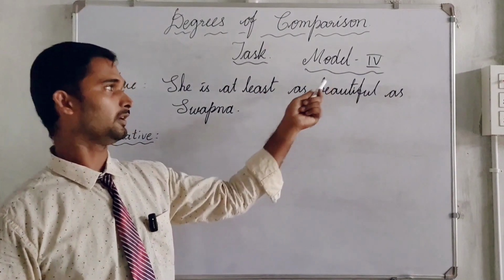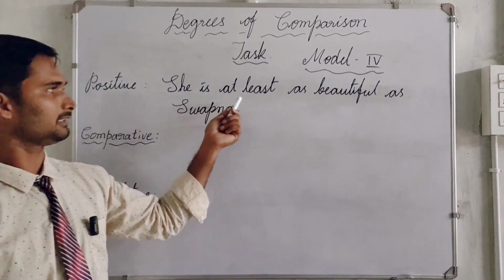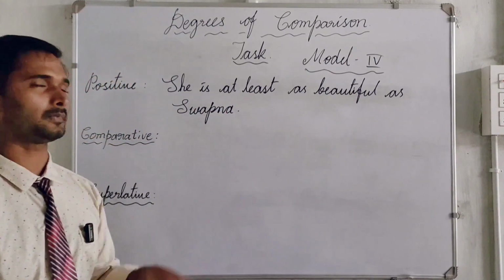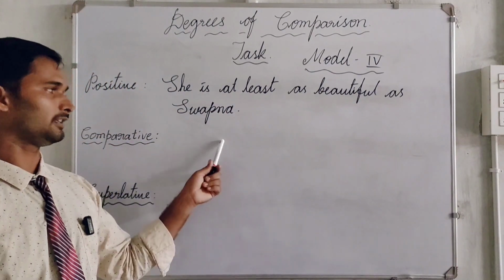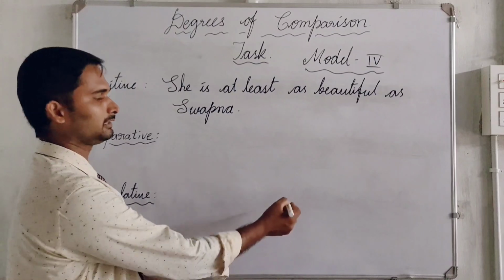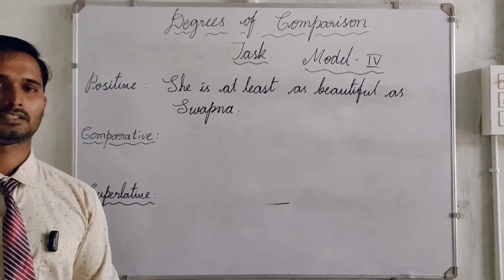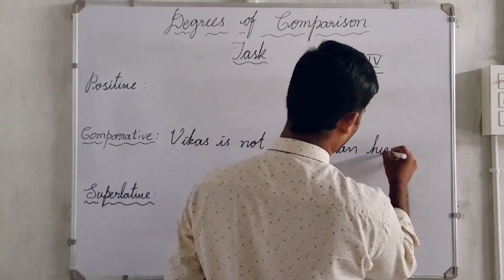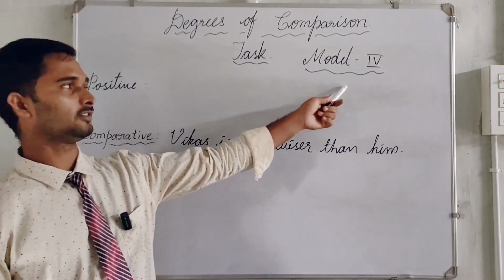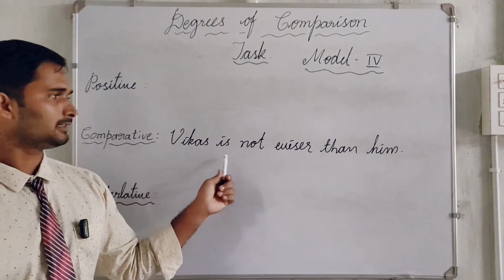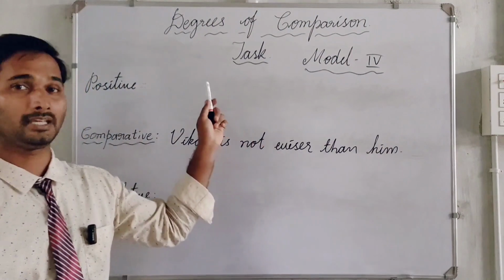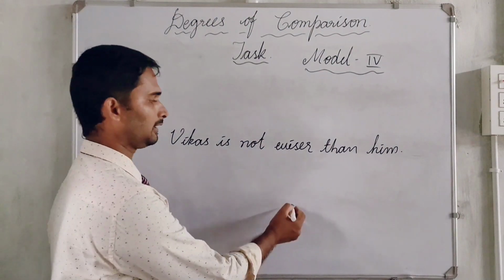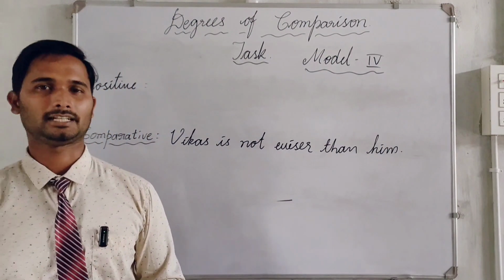Here is a task for you. Model 4, positive form. She is at least as beautiful as Swapna. May you get the comparative form of it, as it doesn't have the superlative form? Answer it in the comment box. Another task for you of Model 4, comparative form. Vikas is not wiser than him. May you get the positive form, as it does not have the superlative form? Answer it in the comment box.